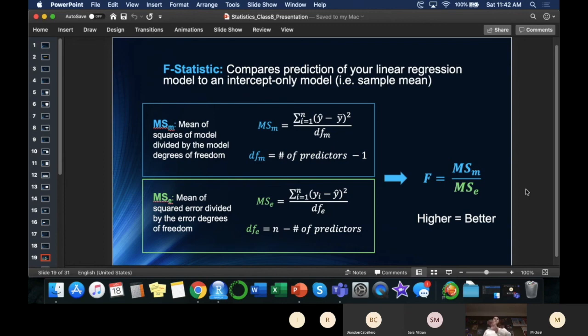And if there's more error than the model explains, it's not valuable and the p-value will be really high in that case. If we have a very high value here and a low value here, it's going to return a p-value that is very low. So it will be statistically significant.